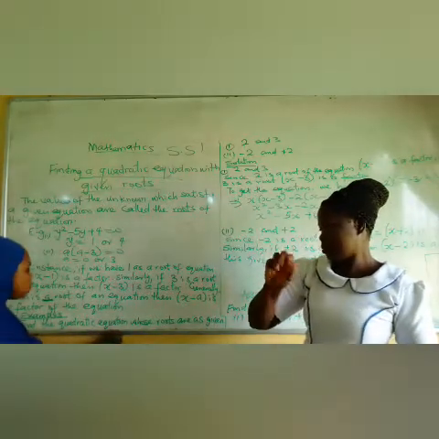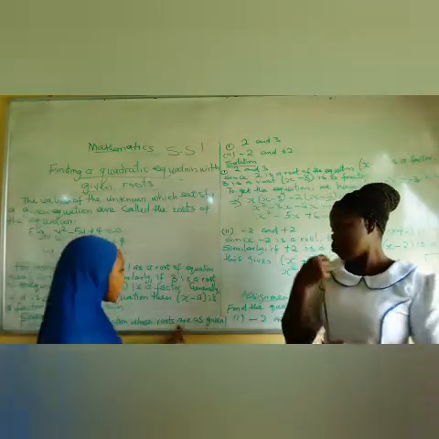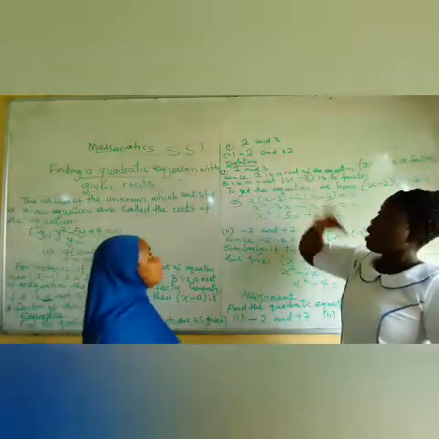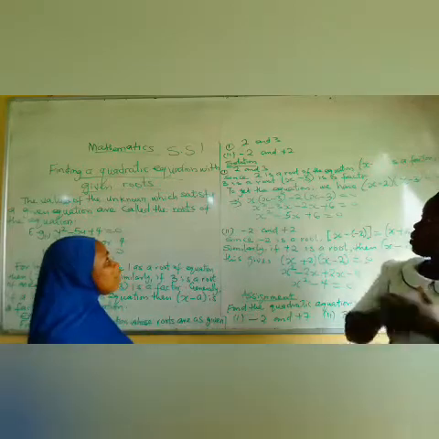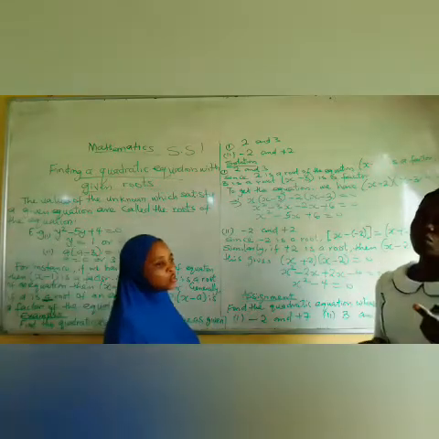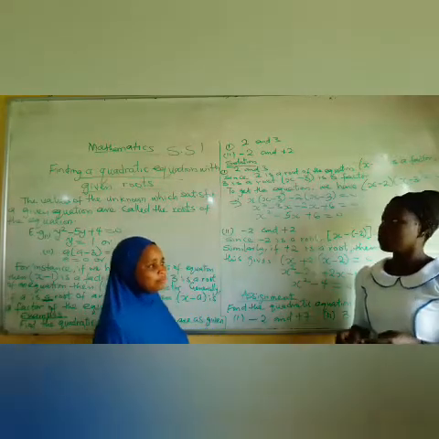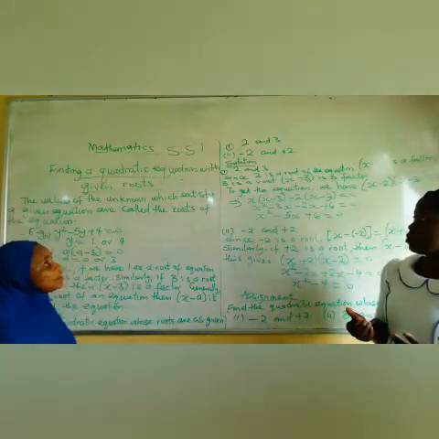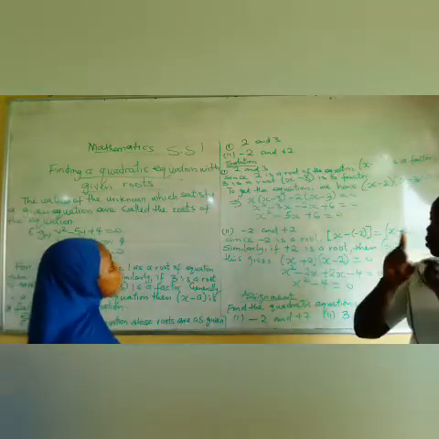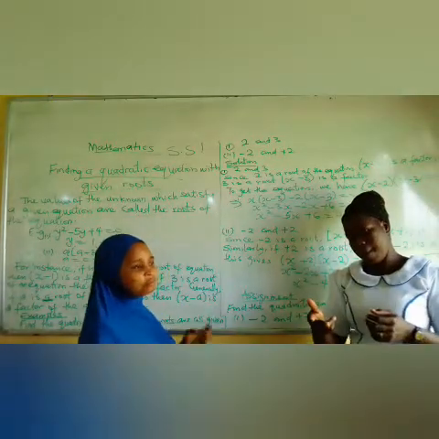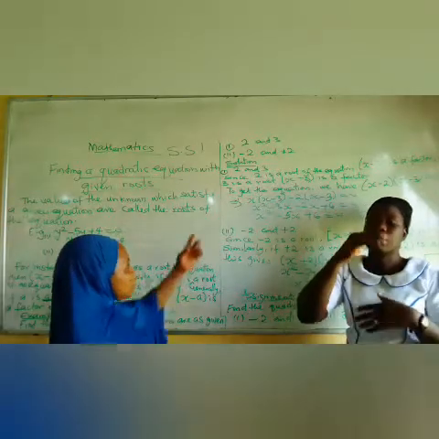Find the quadratic equation whose roots are as given. For the first question, we have 2 and 3. The second one, we have minus 2 and plus 2. Let's take it one after the other. Let's take number 1 now. If the roots of the equation are 2 and 3, take it one after the other. Let's start from 2.